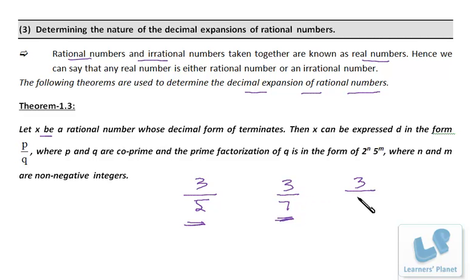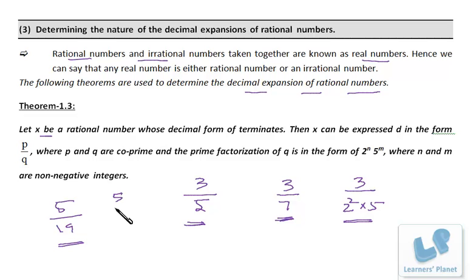Suppose we have 3 by maybe 2 raised to 2 into 5. Now we have just 2 and 5 in the denominator, so we can say it will be a terminating rational number. Now suppose I have 5 by 19. It will be non-terminating because we do not have 2 and 5 in the denominator. Friends, to check whether this will be terminating or not, you just look at the denominator. If the denominator consists only of 2s and 5s, then it will be a terminating rational number. If the denominator contains any number apart from 2 and 5, then it will be non-terminating.